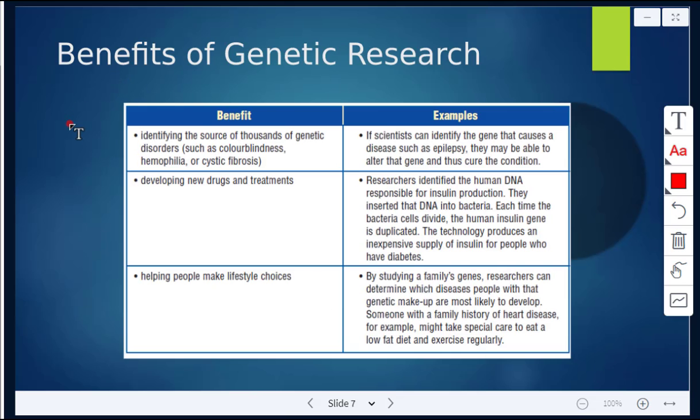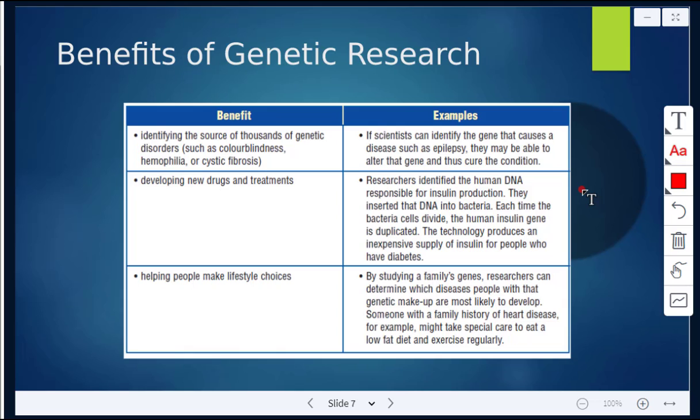So benefits of genetic research. A benefit is identifying the source of thousands of genetic disorders, such as color blindness, hemophilia, cystic fibrosis. So if scientists can identify the gene that causes a disease, they may be able to alter that gene and then cure the condition. Another benefit is developing new drugs and treatments.